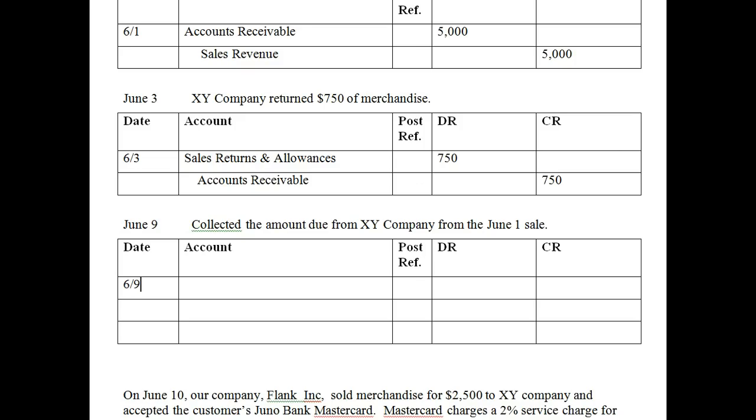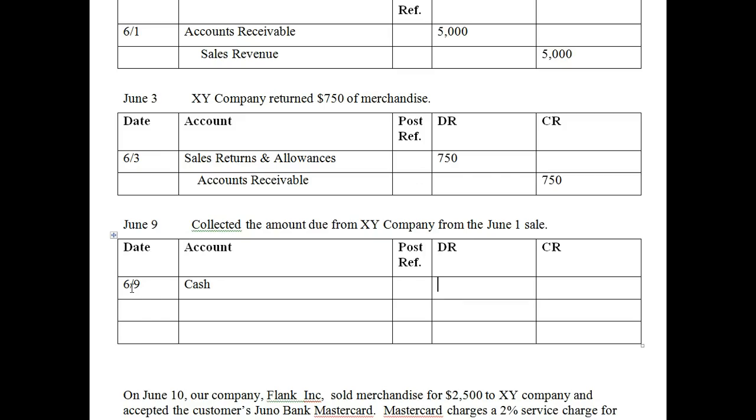Well, our company is actually gaining cash. We're receiving a payment. Our cash is going up. How do we take cash up? We debit the account. So we're going to debit our cash account, showing that increase in cash, and we're going to debit for the amount that we received.